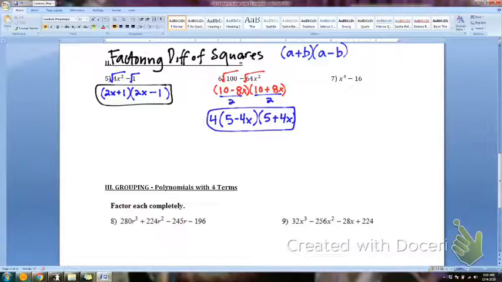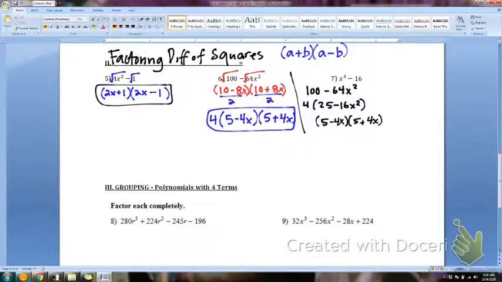But what if from the beginning I have 100 minus 64x squared, what if from the beginning I had pulled out a 4? That would leave me with 25 minus 16x squared. The square root of 25 is 5. The square root of 16x squared would be 4x. And then I would bring down the 4, and I'm getting the same answer.